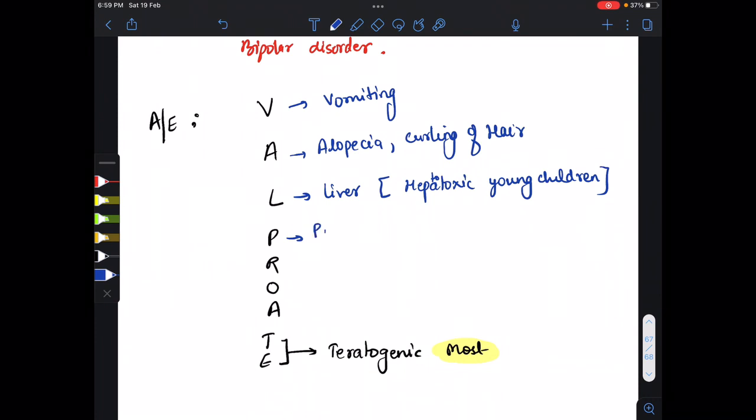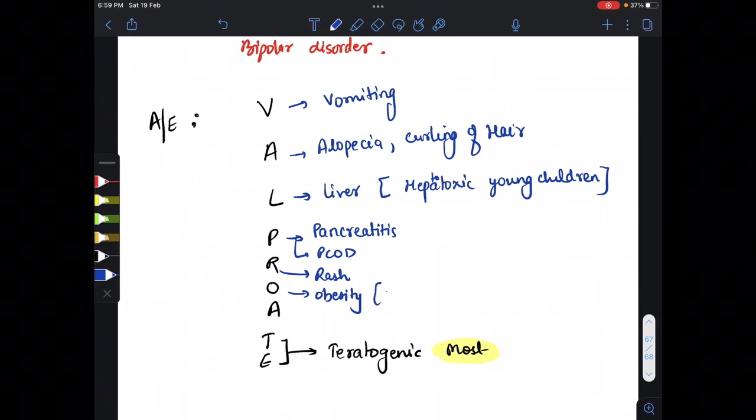P stands for pancreatitis and polycystic ovarian disease. R stands for rash, it causes rash. O stands for obesity, meaning it increases the weight. But there is one drug which decreases weight gain, meaning it is helpful in weight loss. That drug is topiramate. And A stands for ataxia.